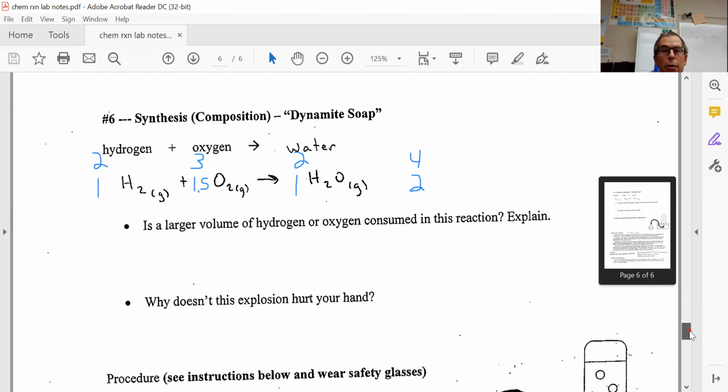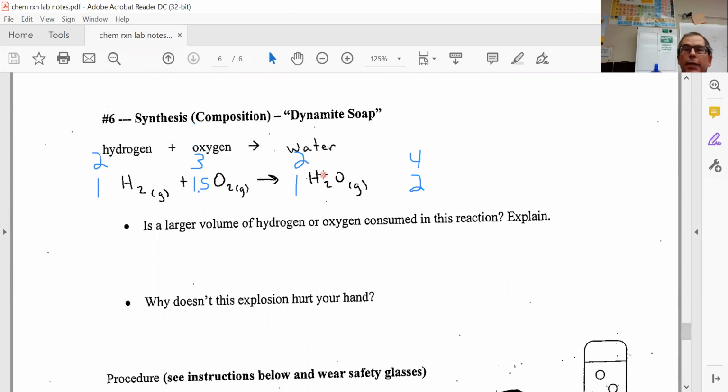All right, I'm going to go to a synthesis and dynamite soap reaction right here. And in this reaction, it's just going to be synthesis. We're going to take hydrogen plus oxygen, forming the simplest compound between them, which is water. So hydrogen travels in pairs, oxygen travels in pairs. So it's H2 plus O2 forms H2O. That is not balanced. Notice we have 2 oxygens here, so we've got to put a 2 in front here. And then if we put a 2 there, we're going to have to put a 2 in front here.